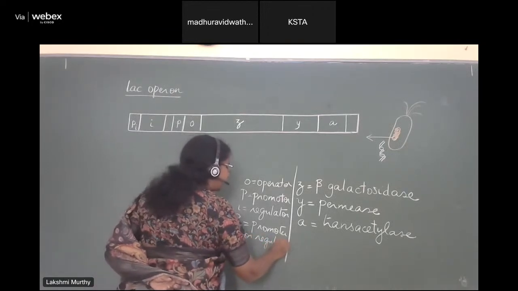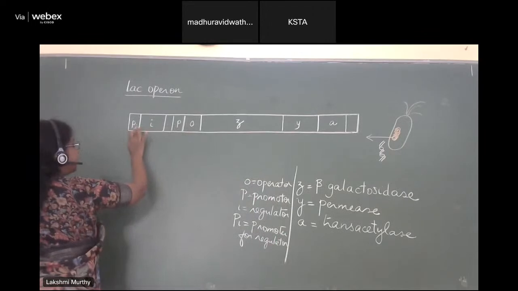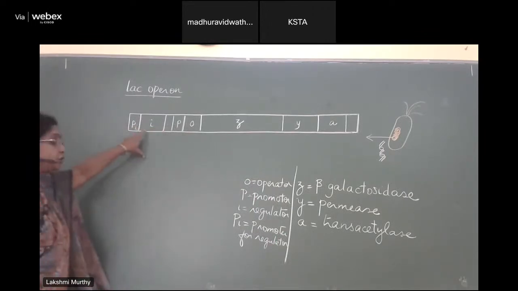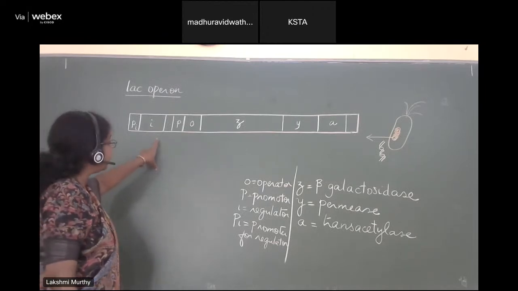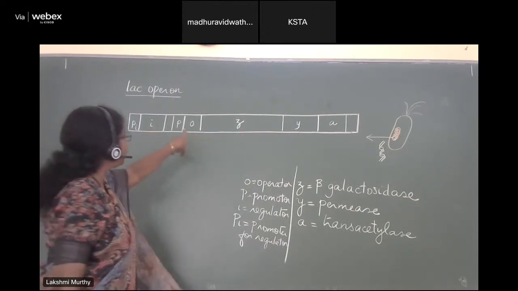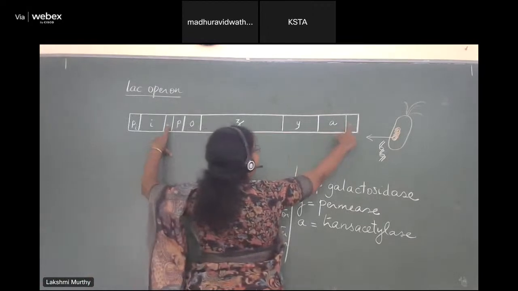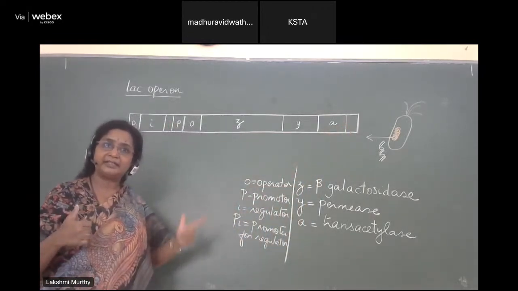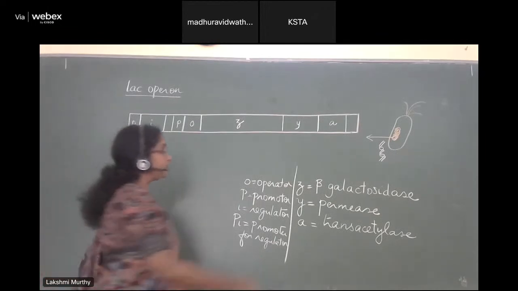Please remember what is the difference between this P and this P. This is a promoter only for this structural gene, which is going to be the regulator. Is that clear? Right. What are the two places that I have left blank here? These are the two places which I have left blank. Let us try and understand what those two places are.